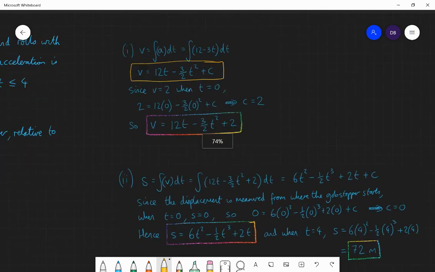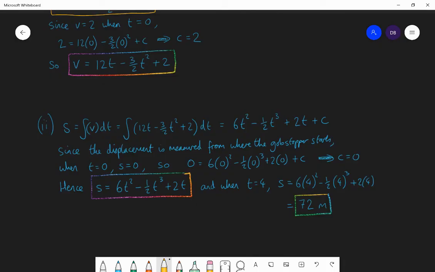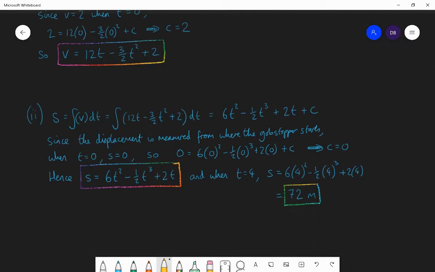The first part, you integrate 12t minus 3 halves t squared plus 2. You get 6t squared minus a half t cubed plus 2t plus some other constant, which I should have used a different letter for. Apologies. There we go, plus k. Since the displacement is measured from where the gobstopper starts, when t is 0, s is 0. So the value of k is 0. And hence, the displacement is 6t squared minus a half t cubed plus 2t. And when the time is 4 seconds, that displacement is 72 meters.